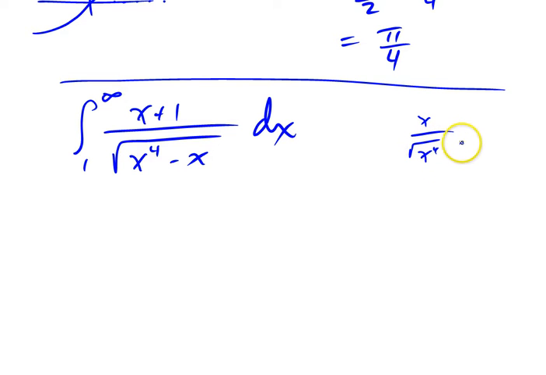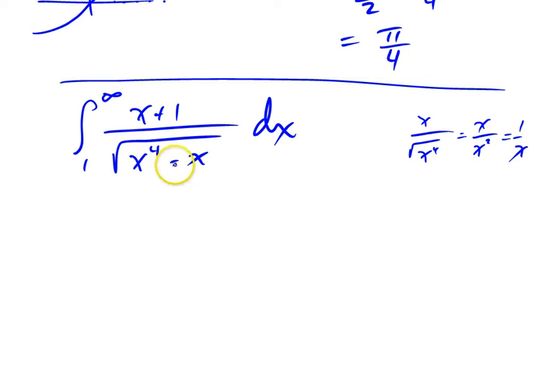Well, the square root of x to the 4th is just x squared. So this is looking to me like an x over x squared. But x over x squared is just 1 over x. And so I'm thinking this function is probably behaving like 1 over x. And 1 over x, as you integrate from 1 to infinity, that diverged, right? So I'm expecting this to diverge.